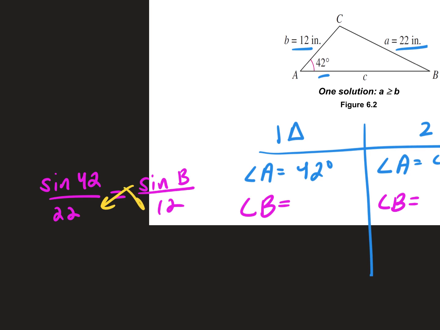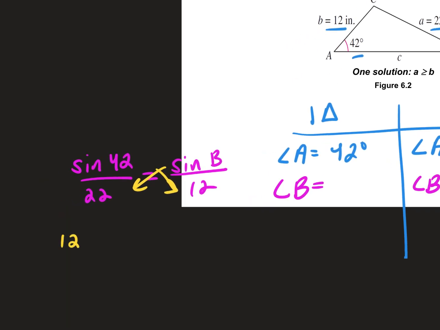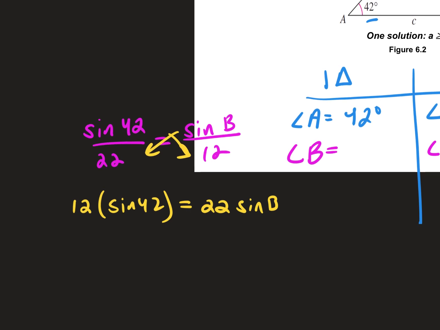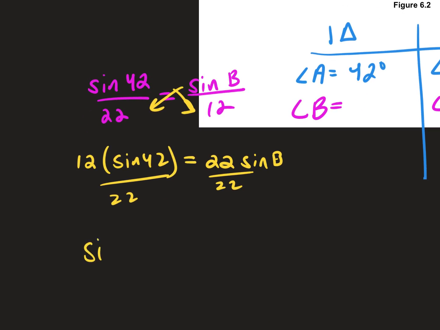Every single time we cross multiply. So 12 times the sine of 42 equals 22 times the sine of b. I want sine b by itself, so I do what? Divide by 22, so I get the sine of b equals.